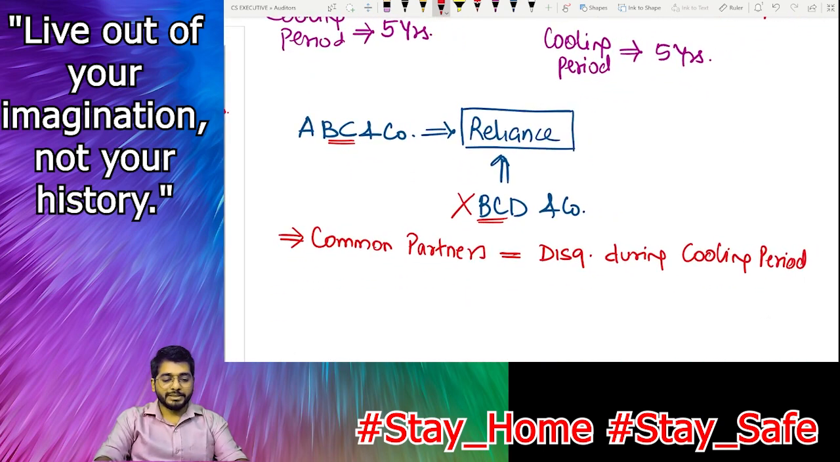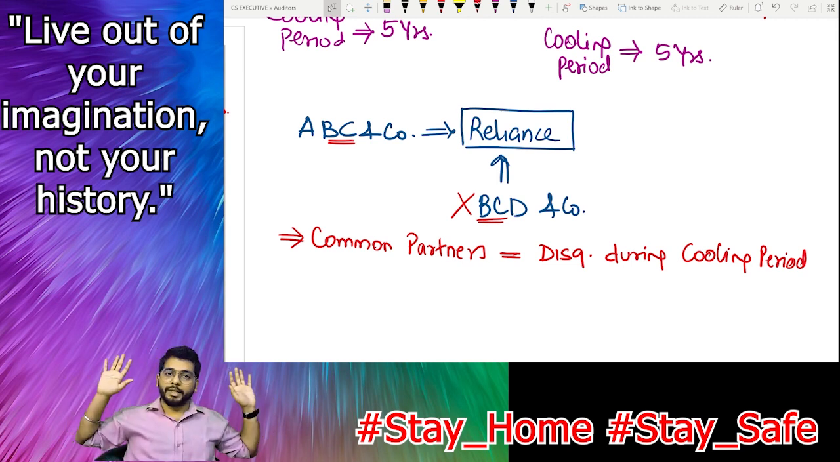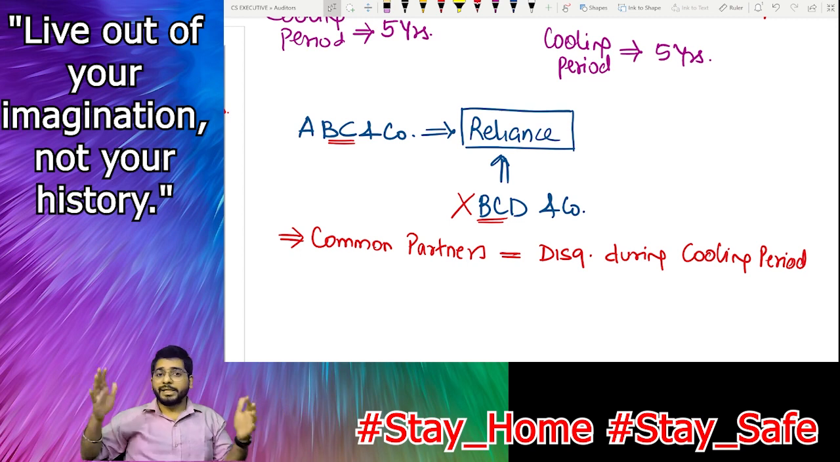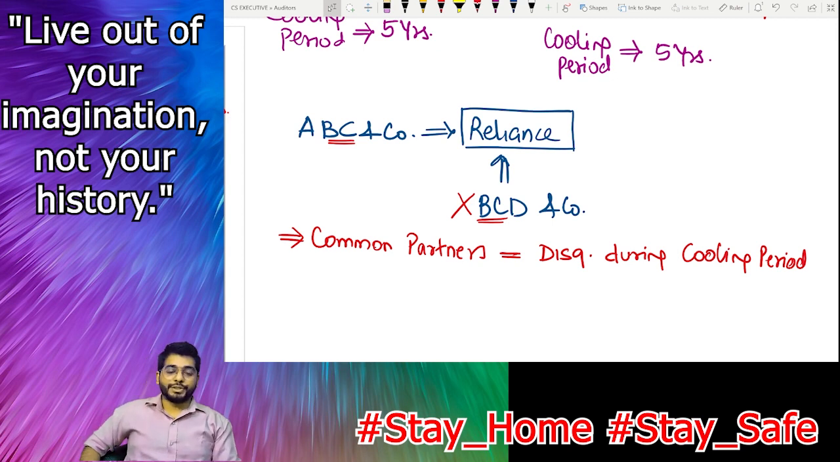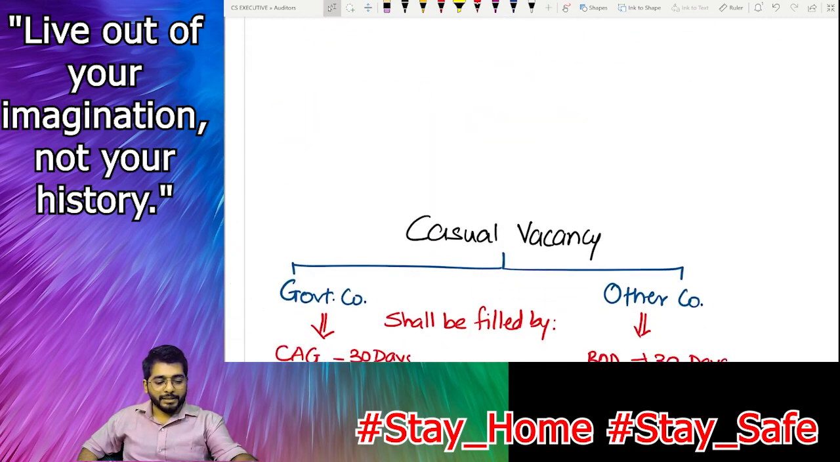Thereafter, the provision says, sir, if ABC and company are the auditors of Reliance and their term is getting over, after their term gets over, can Reliance appoint BCD and company as their new auditors? Answer is no, because in ABC and BCD, B and C are common partners. And if common partners are there, both the firms will stand disqualified and they cannot be appointed during the cooling period of 5 years. Is that clear?